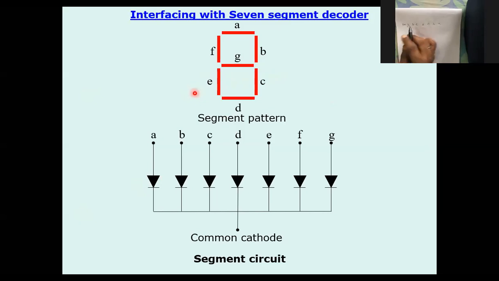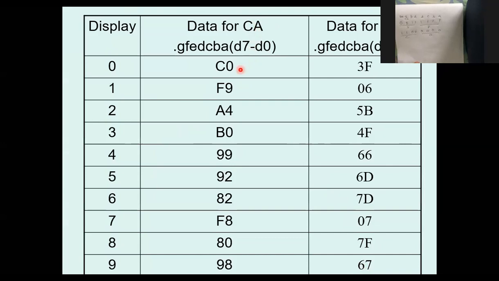In common cathode mode, you give a one: 1, 1, 1, 1, 1, 1, and then 0, 0. So it should be 3F. In the other mode, common anode, what will happen? If you give 0, then the LED will glow. So these two bits will be 1 and all the other bits should be 0, which gives C0. Just see there is a table: in common anode, if you give C0, it will display 0. In common cathode, CC mode, if you give 3F, it will display 0.